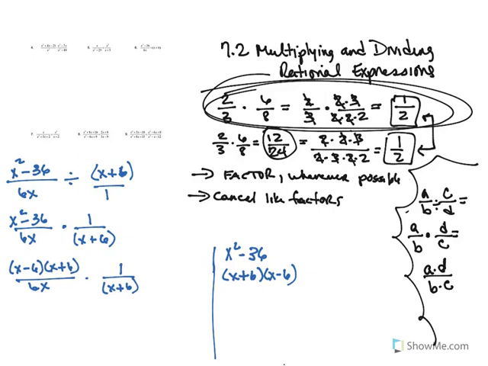All I did was rewrite. So what cancels? X plus 6 can cancel with an x plus 6. So we're left with x minus 6 over 6x. That's it. The problem is finished. So once you follow your rules by changing the division into a multiplication and flipping the second fraction, you're just going back to your same process. Factor where you can, and then cancel out like factors. And that's it.